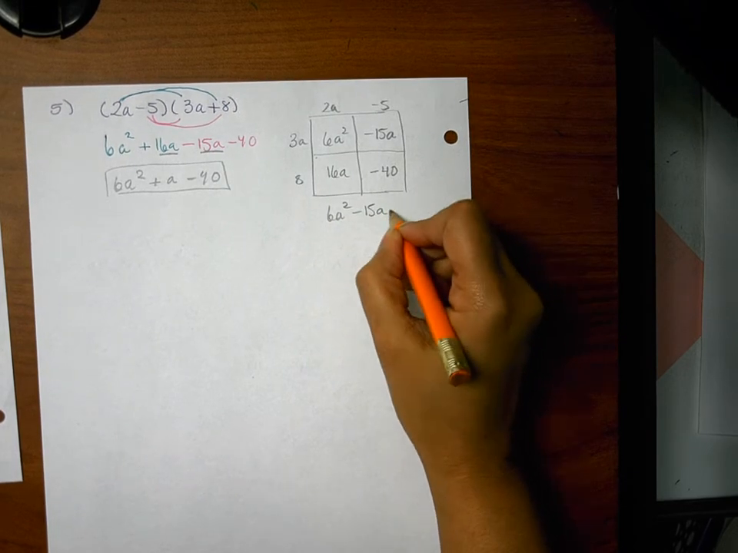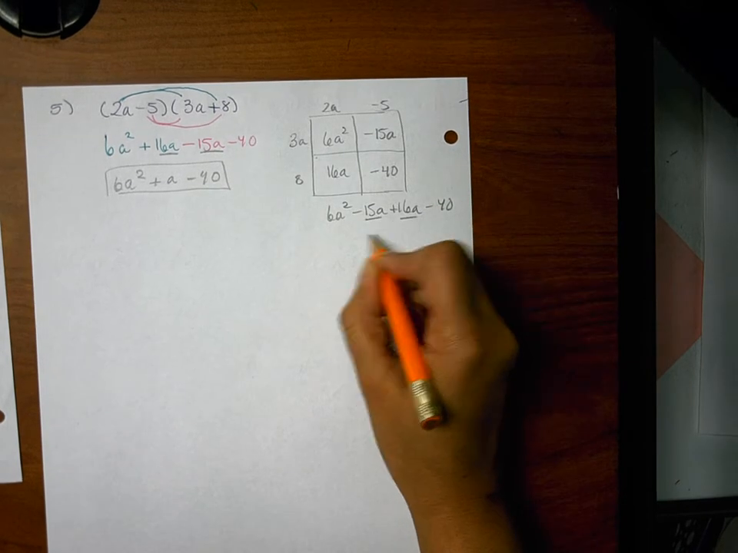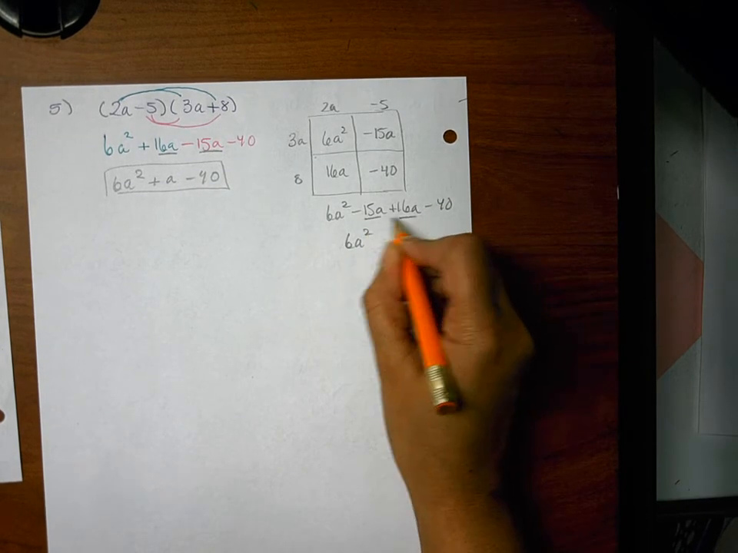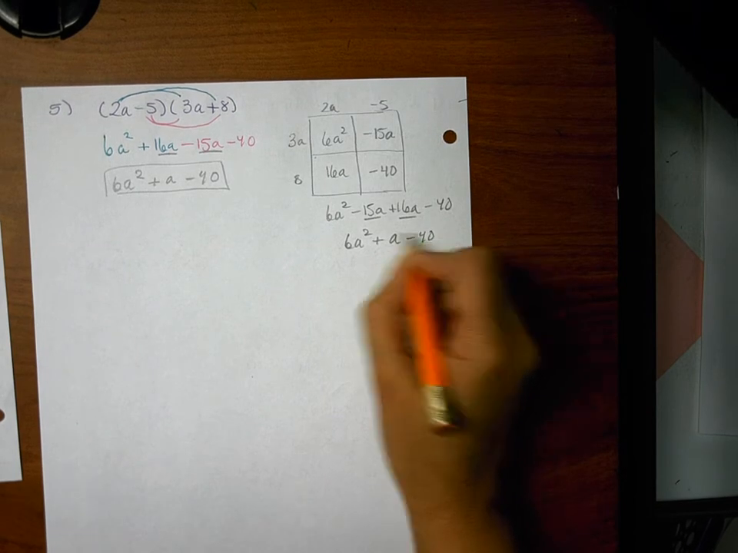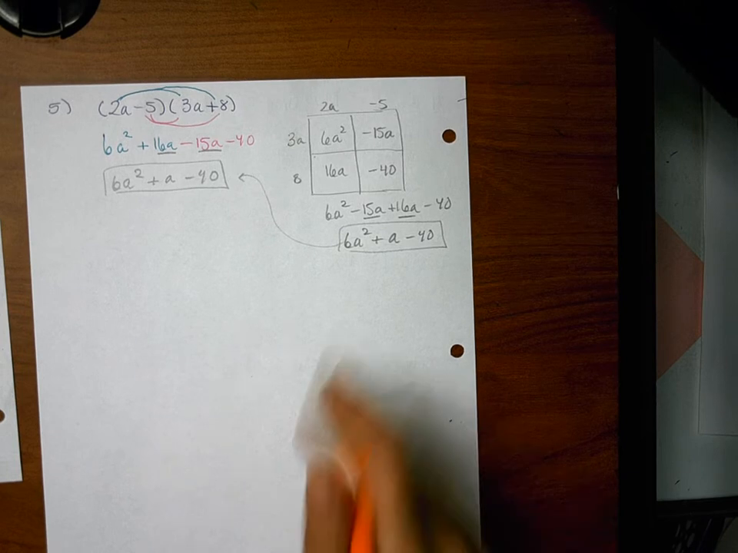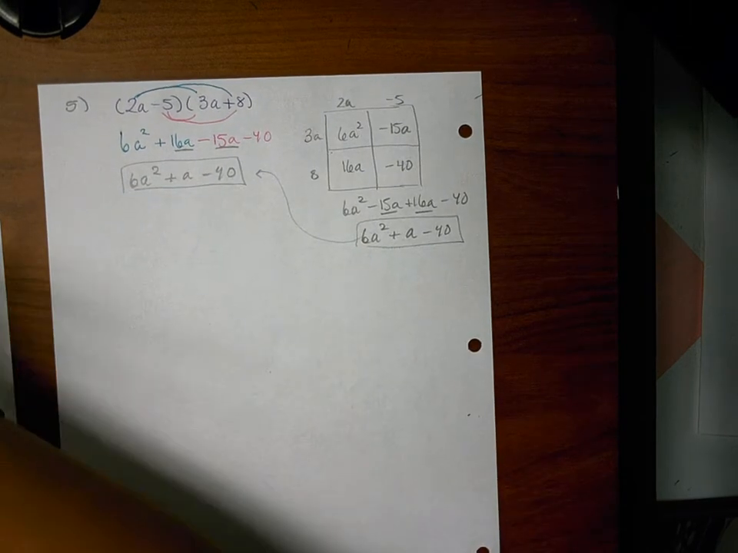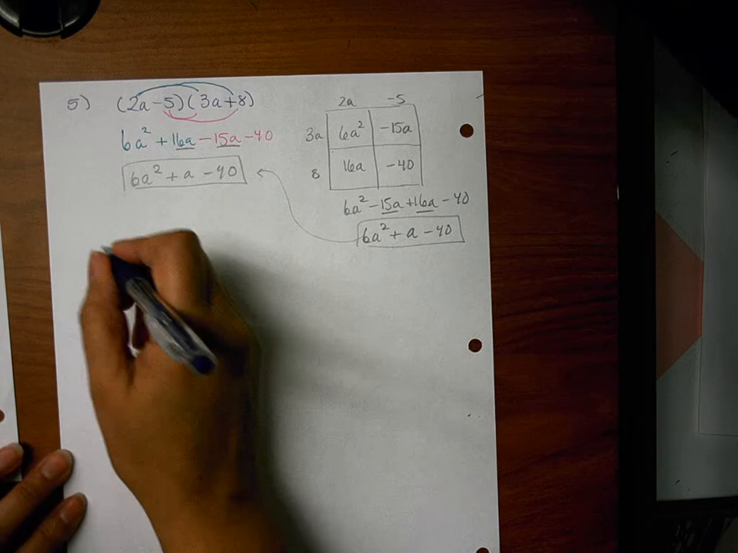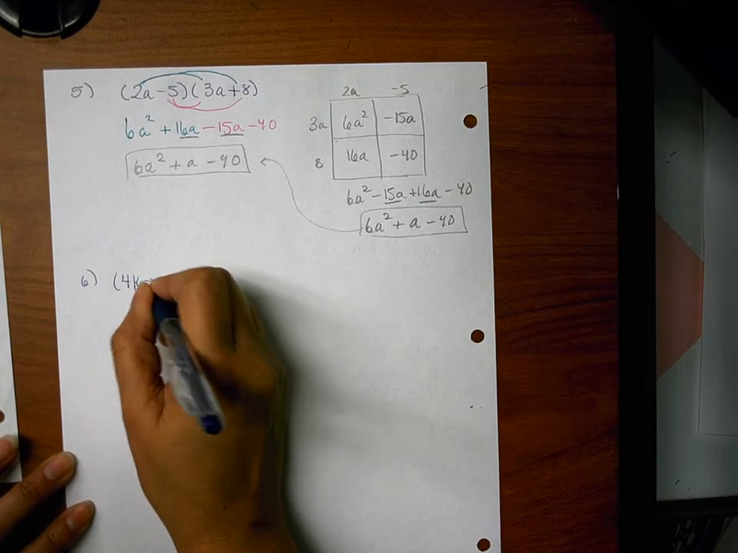We write it all out. 6a squared minus 15a plus 16a minus 40. Combine like terms. Negative 15a and positive 16a is positive 1a, and we end up with the same answer. You do not have to show both methods. You pick the one you like and you go with it. Okay, number 6.